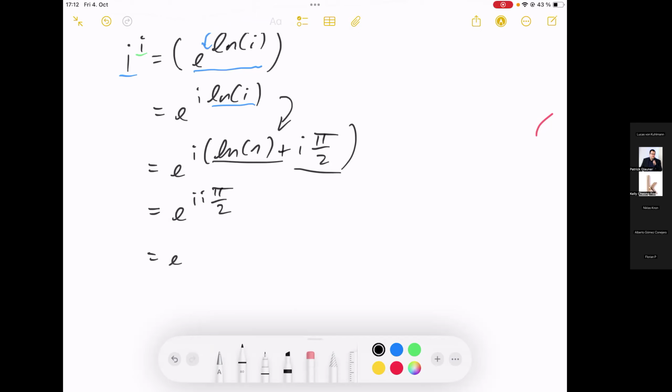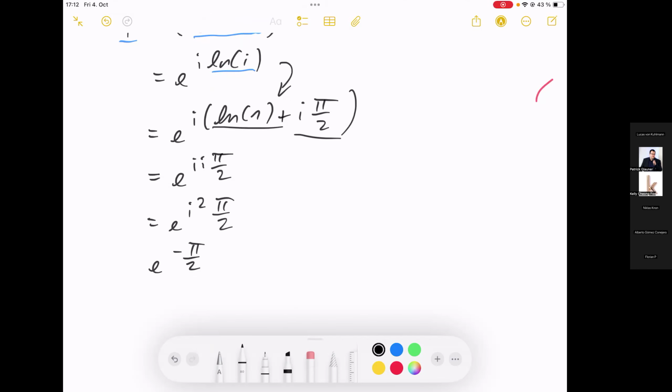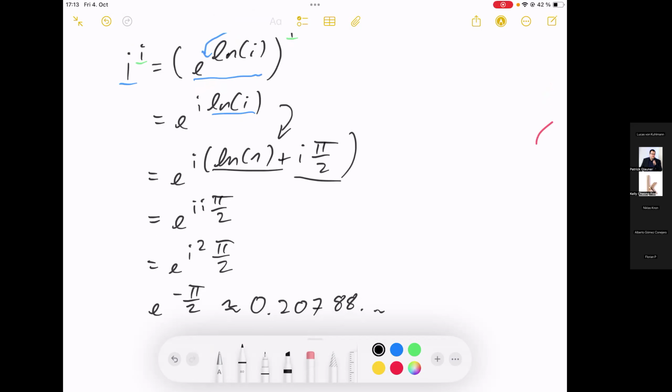Then we have e to the i squared times pi half. That means e to the minus pi half, because i squared is just minus 1. And this is then something like around 0.20788, whatever. So you see, we can actually calculate i to the i, and i to the i is not a complex number anymore. In fact, it's a real number.